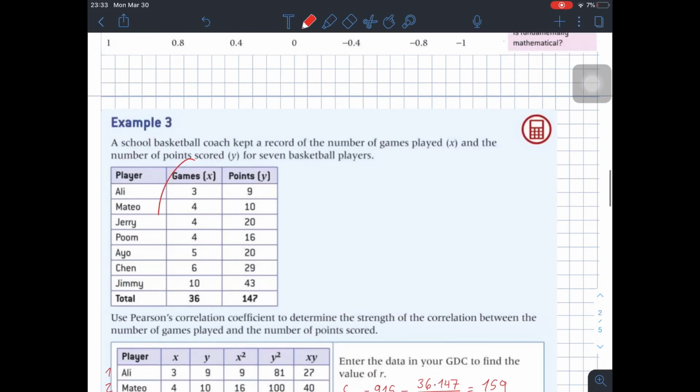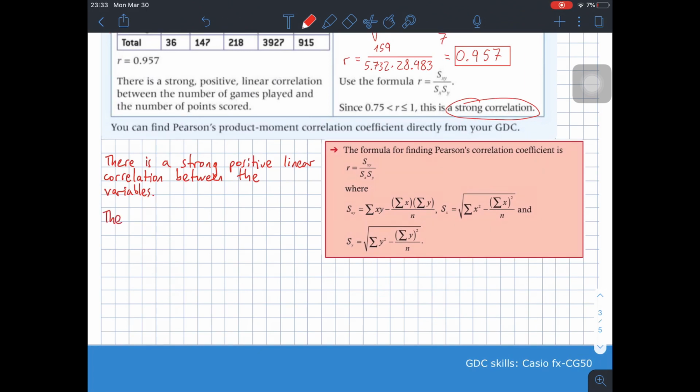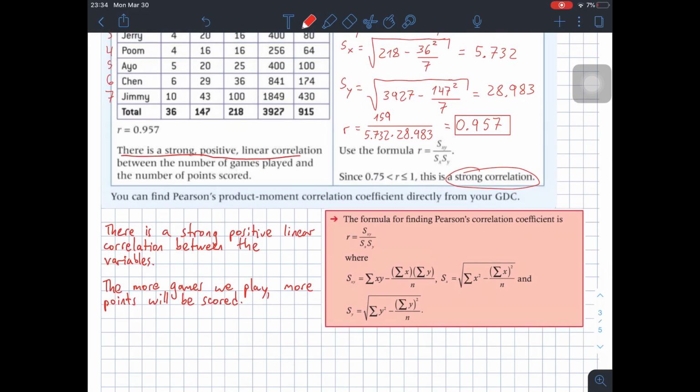Remember that x is always classified as the independent variable and y is the dependent variable. So we would say that the more games we play, the more points will be scored. That's how we interpret the result. There is a strong positive linear correlation between the number of games played and the number of points scored. Okay, so that's what we just said.